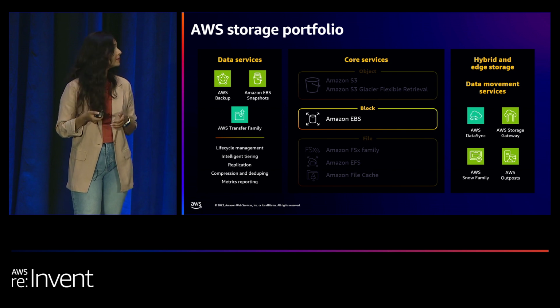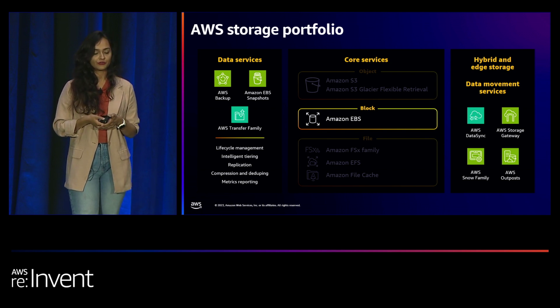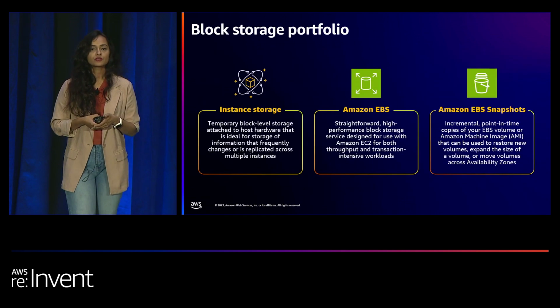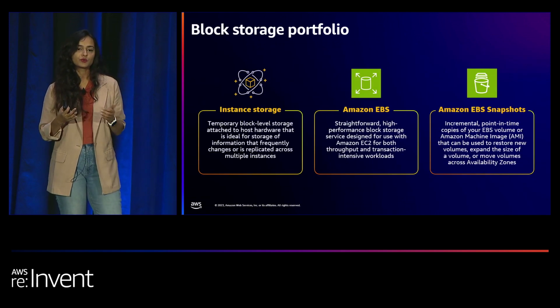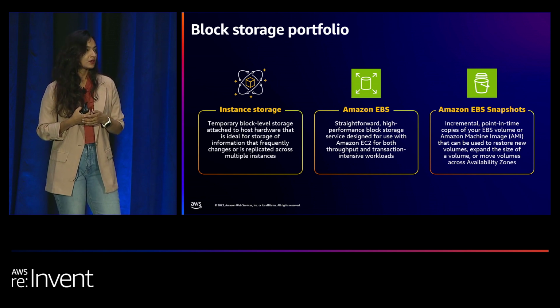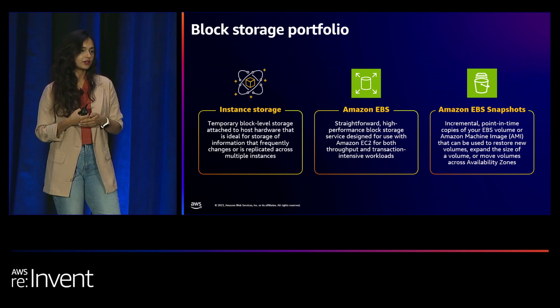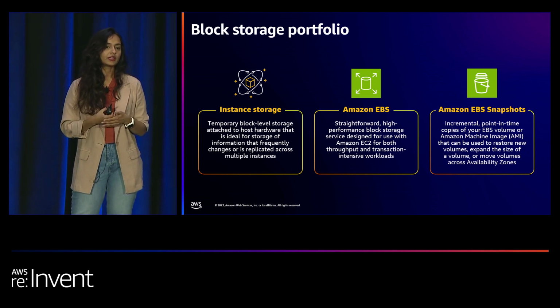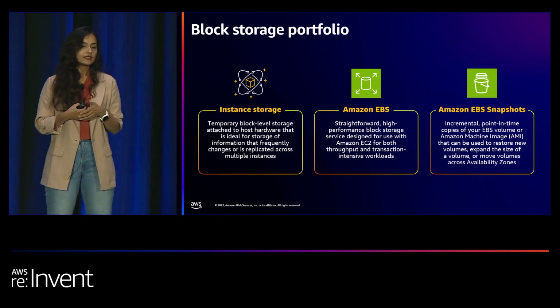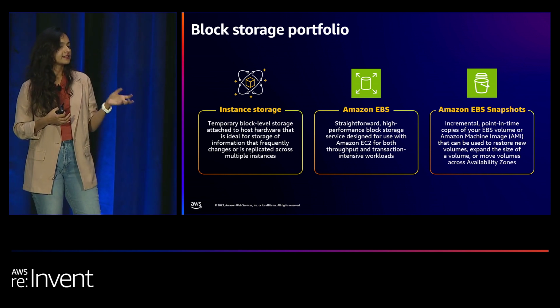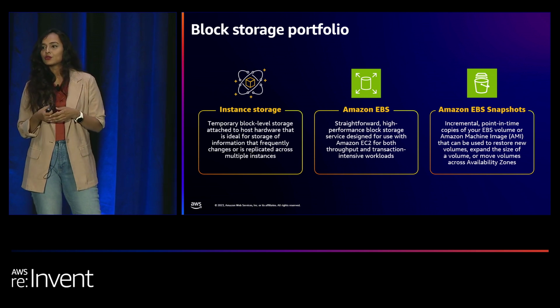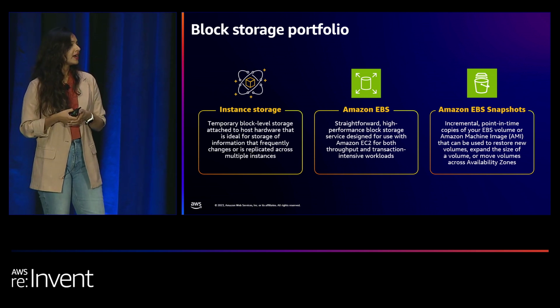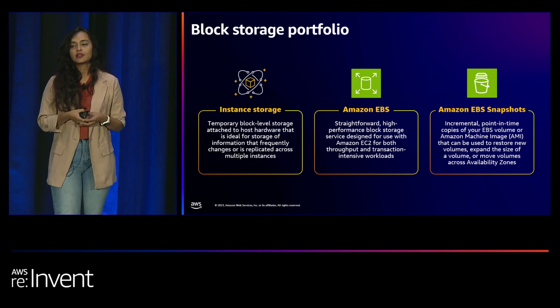All right, so now let's double-click into our Elastic Block Store offering. So let's first talk about our block storage portfolio. We think of our block storage portfolio in terms of EC2 Instance Store and Elastic Block Store. So as an example of an SSD offering as part of Instance Store, think of your i4 instances. As an example of an HDD offering, think of your D3 instances. On the Elastic Block Store side as well, you have SSD offerings such as GP3 and IO2 Block Express volumes. And you also have HDD offerings such as SC1 and ST1 volumes.